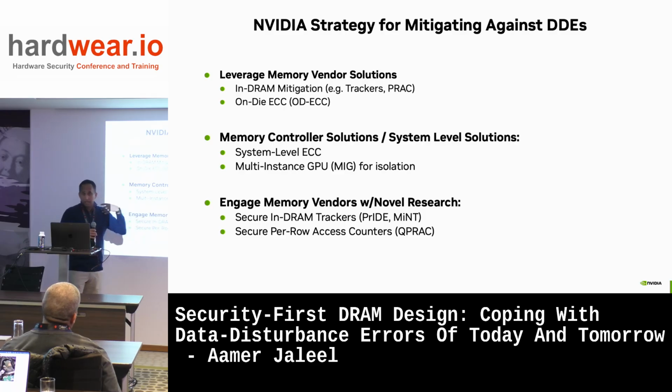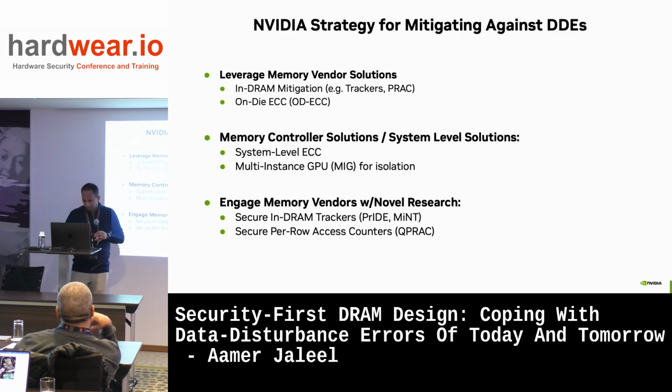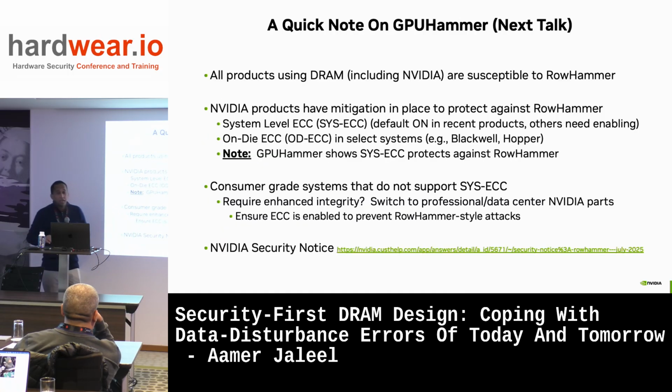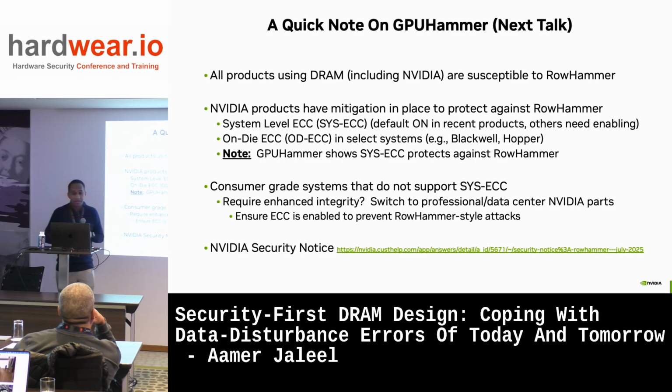And as the person with the research hat on, we've been engaging memory vendors with novel research in securing in-DRAM trackers, through something like PrIDE or Mint, or through secure per-row activation counters with QPRAC, which the next speaker will talk a little bit more about in detail. Speaking of the next talk, which is about GPUHammer, it talks about how we can actually break GPUs with RowHammer. A quick point here is that it's not NVIDIA products alone that are susceptible to RowHammer. All products that are using DRAM are susceptible to RowHammer.